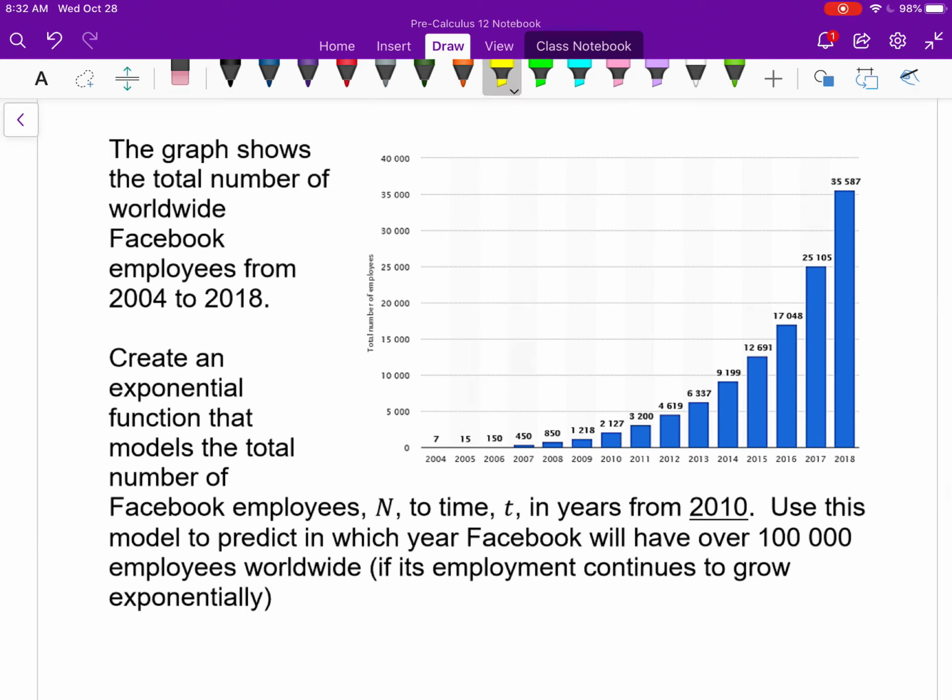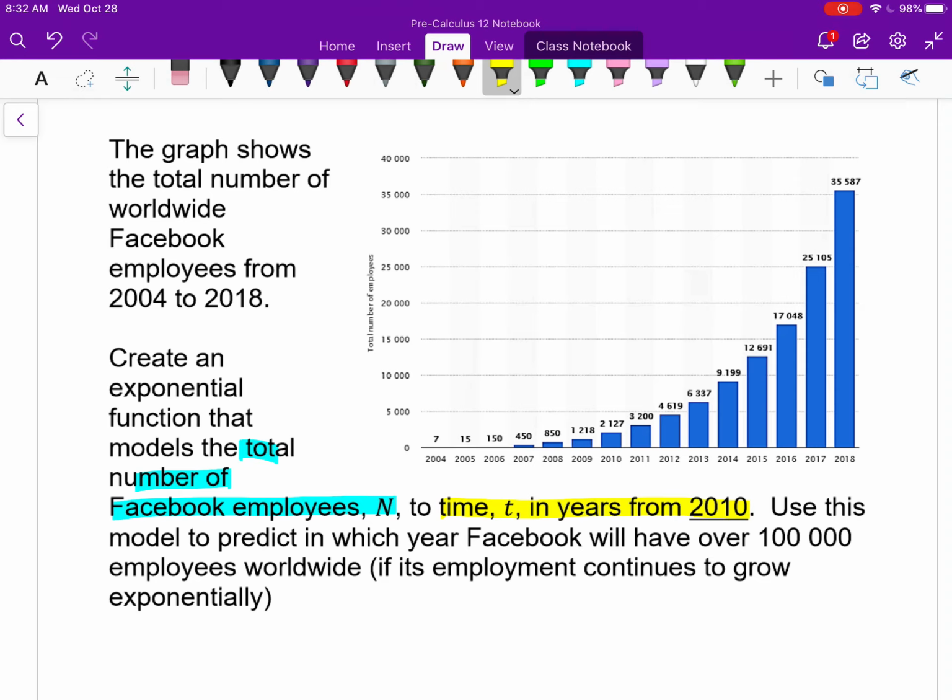And we got to be clear what I want the model of. I want to model the total number of Facebook employees, and I want to call that N, to time, which is years from 2010. Okay, I want years from 2010. And then eventually I want to use that model to predict when they'll have 100,000 employees. And that again assumes they keep growing in an exponential way.